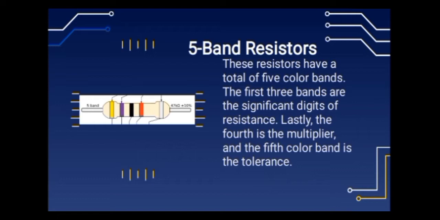Yung unang tatlo ay tinatawag na significant digits of resistance, and yung pang-apat is the multiplier, and yung last is the tolerance ng resistor.